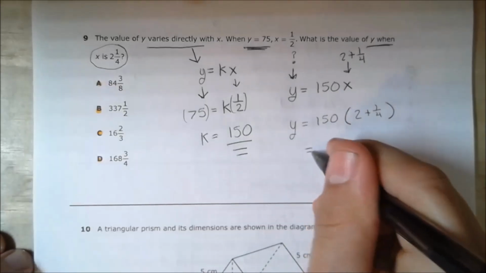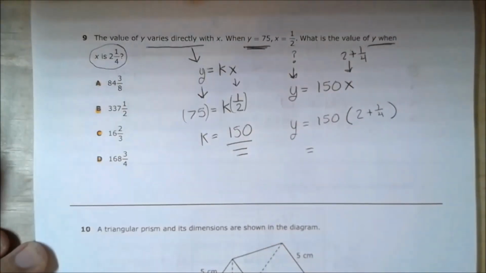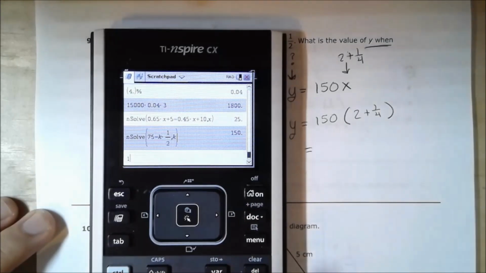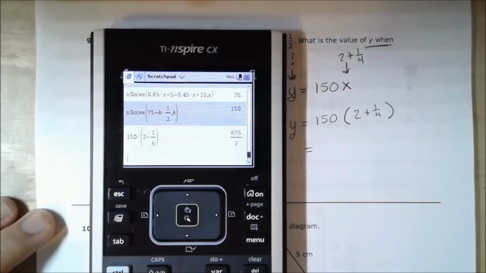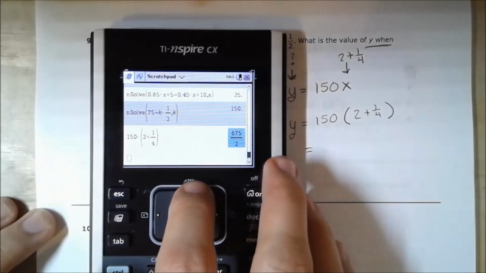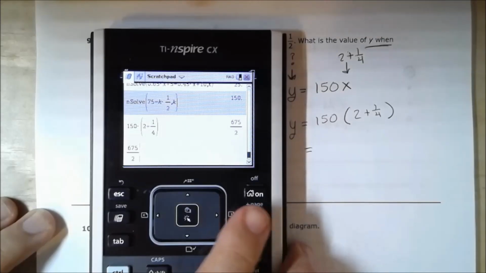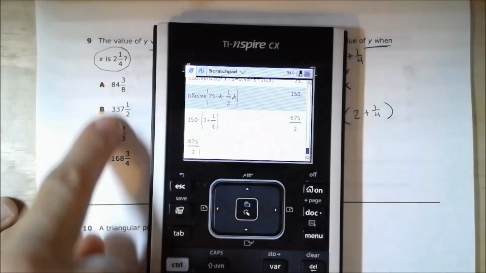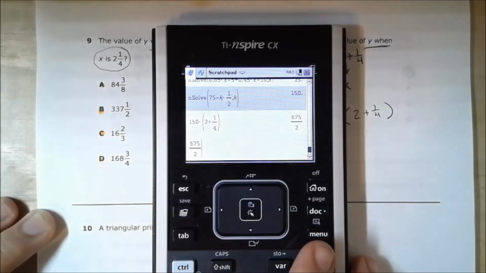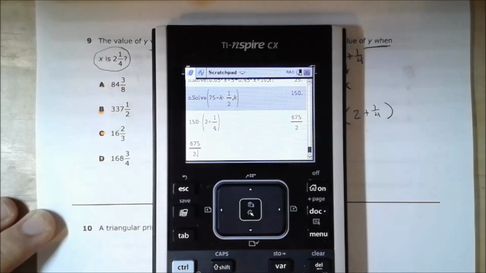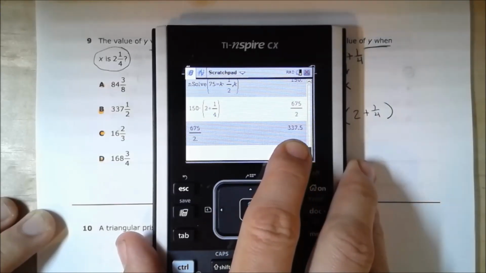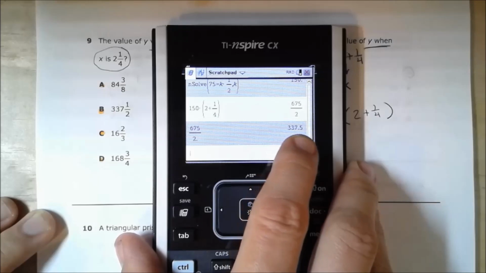Once we work that out, it'll tell us what y is, and we'll have our answer. So let's put that in our calculator. We have 150 times 2 plus 1/4. It gives us 675 over 2. If we want to make it a decimal, let's see, our answer choices are not in decimal form. They have a whole number, but we need to know what whole number it is. So let's put a decimal after either the 675 or the 2. And our whole number is 337. So our answer should be 337.5.